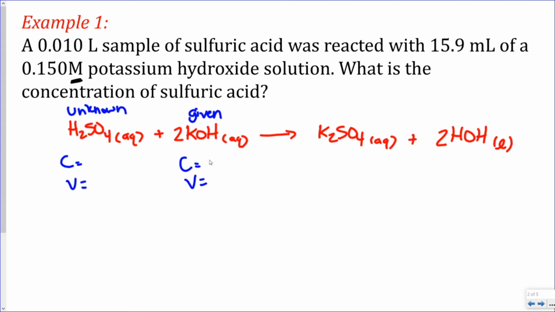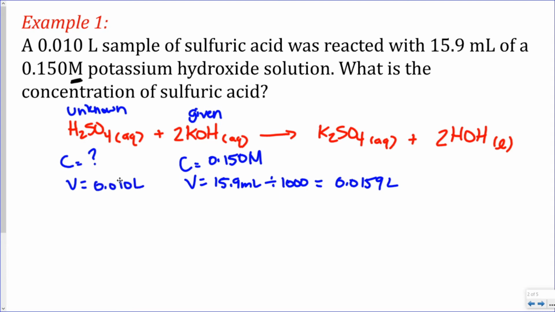So our concentration of potassium hydroxide is 0.150 molar. Our volume was 15.9 milliliters, which we always want to convert to liters. So we'll divide by 1,000 to give us 0.0159 liters. What is the concentration of sulfuric acid? We're asked to find this, and we're given a volume. It said a 0.010 liter sample.